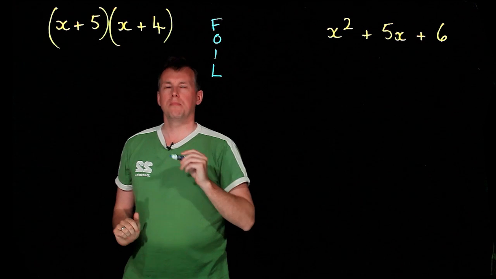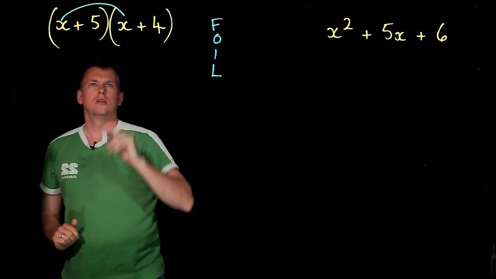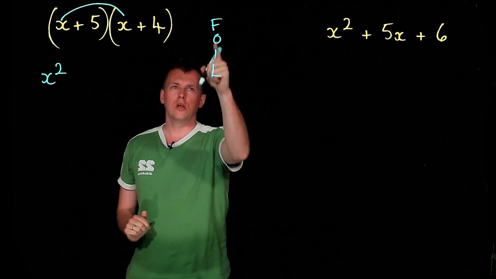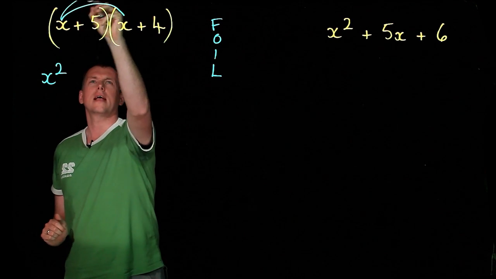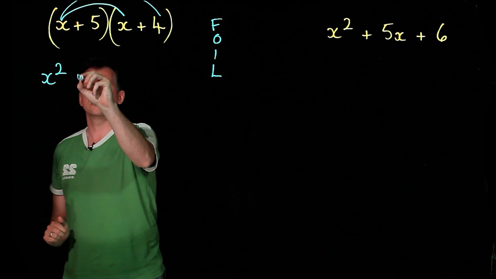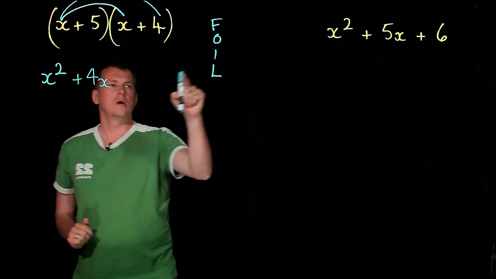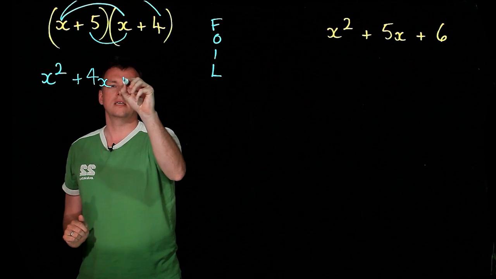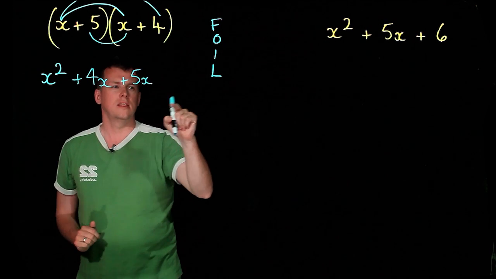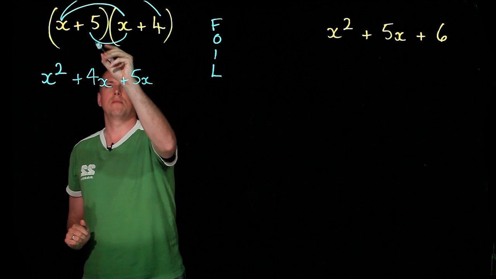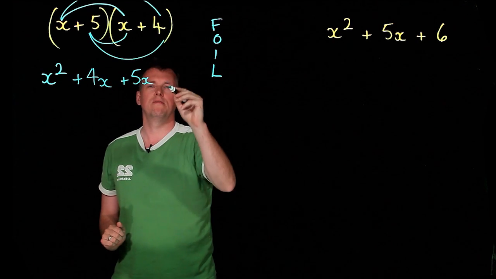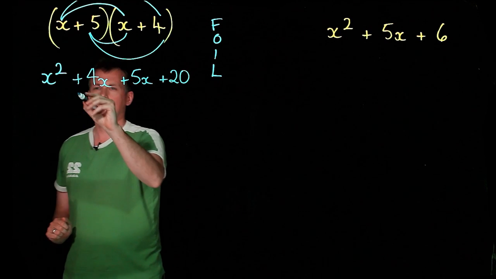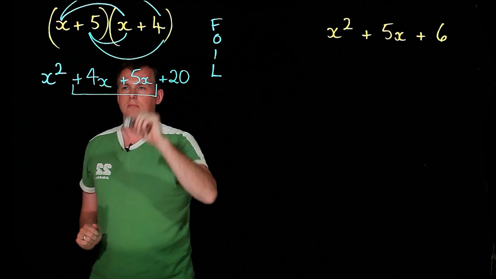We're multiplying together the first two terms there, x times x giving us x squared. We're then looking at the outside terms, the x times the 4 giving us plus 4x. We're multiplying together the inside terms, the 5 times the x giving us plus 5x. And then we're looking at the last two terms in each of the brackets, the 5 times the 4 giving us plus 20. Not forgetting to simplify because we have two x terms here.